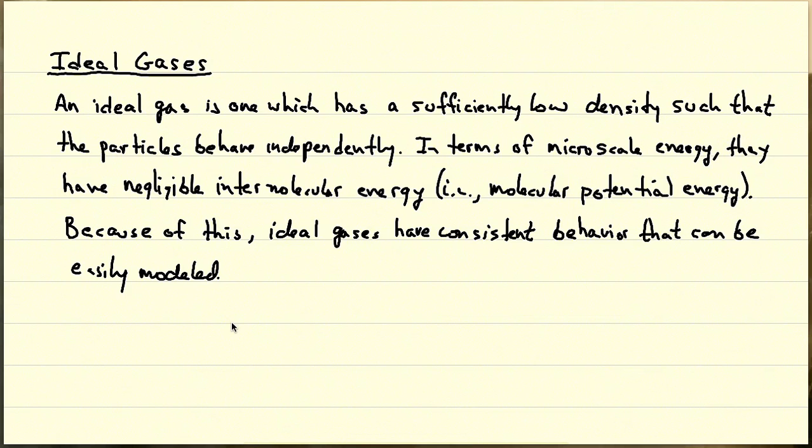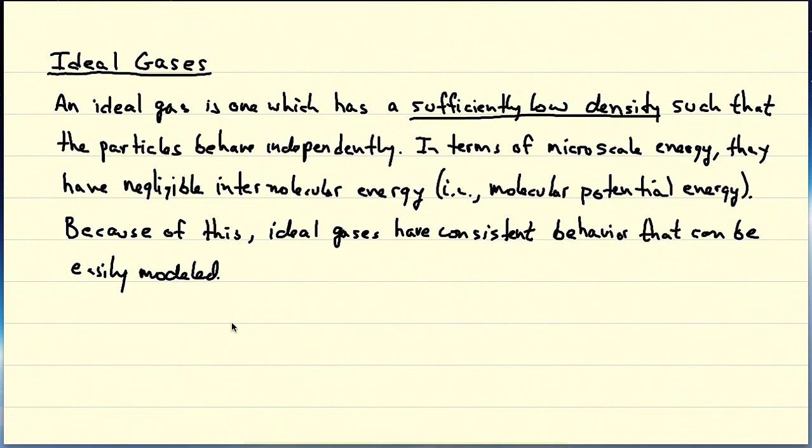Okay, so now there's a few things in this definition that we need to pay close attention to, right? And one of these is this statement that ideal gases have sufficiently low density. Well, what does that mean? How do we know when a gas has sufficiently low density? So for example, the air that we breathe, well, that's a gas. Does that have sufficiently low density such that we could assume it's an ideal gas?